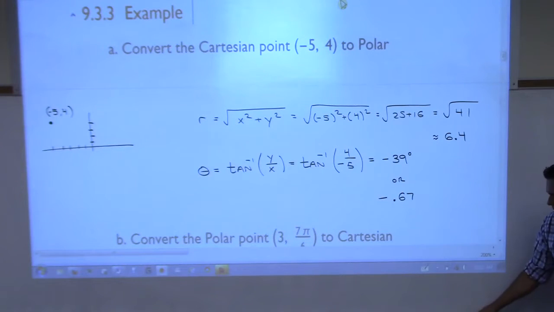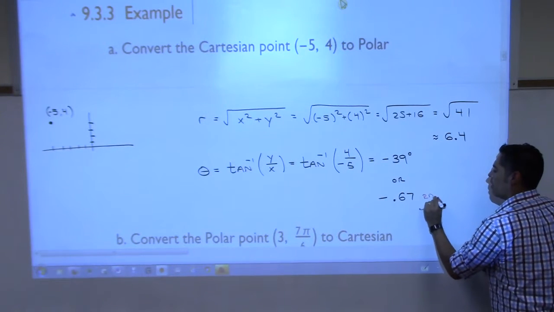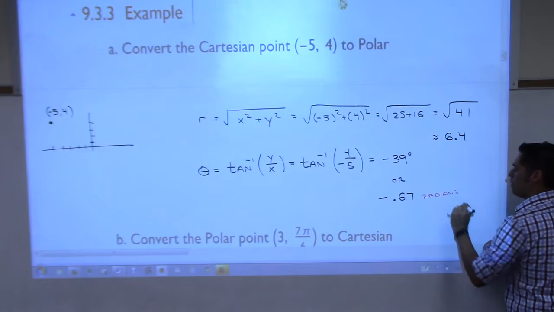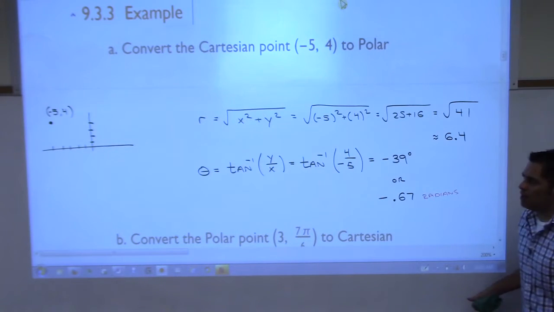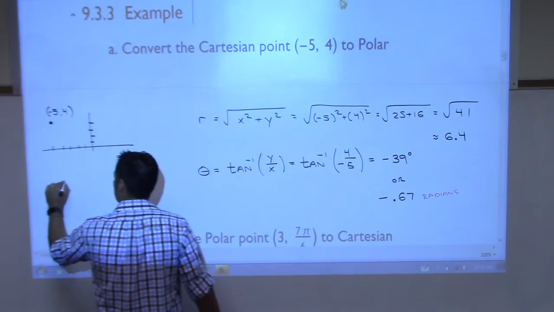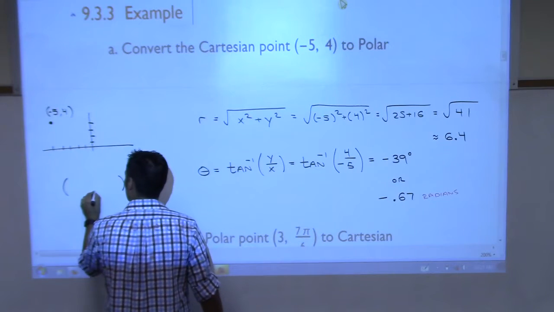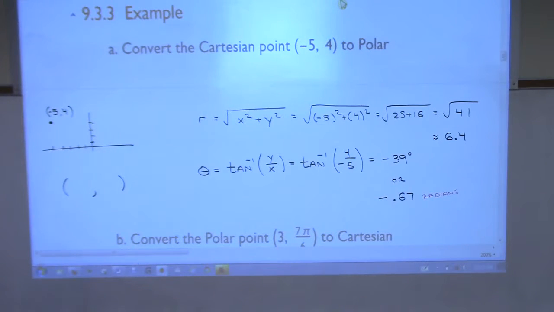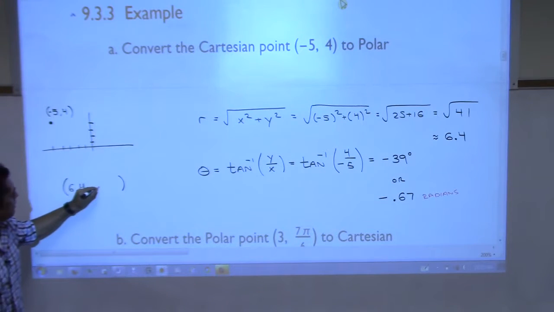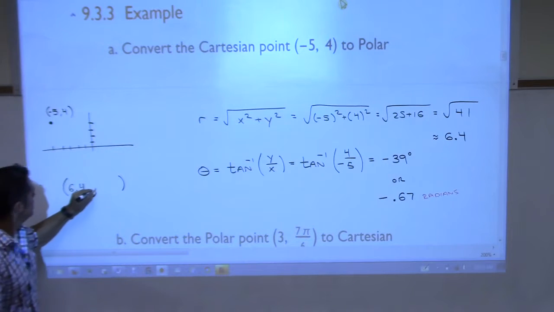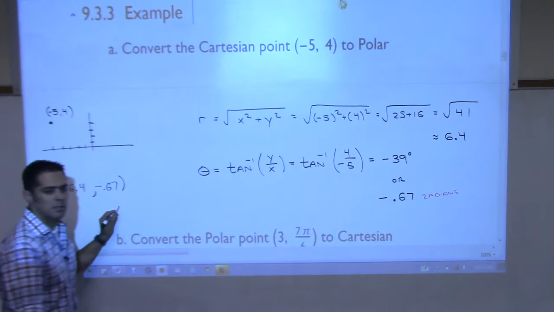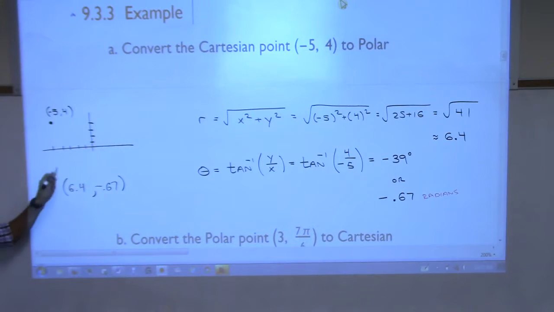So what is my point written in Cartesian form? Radius 6.4. We'll use the decimal. Do we want to use radians or degrees? It doesn't matter. Let's use radians. Radians is mostly used. Negative 0.67. Yes. Wrong.